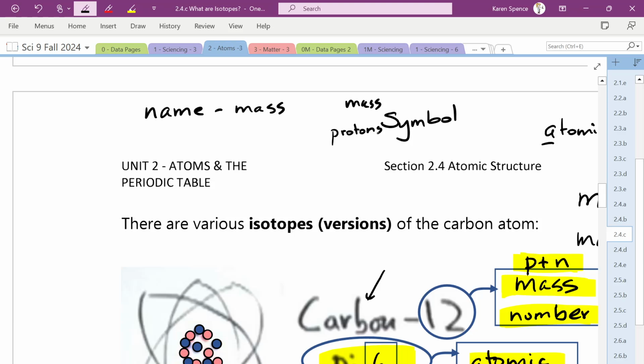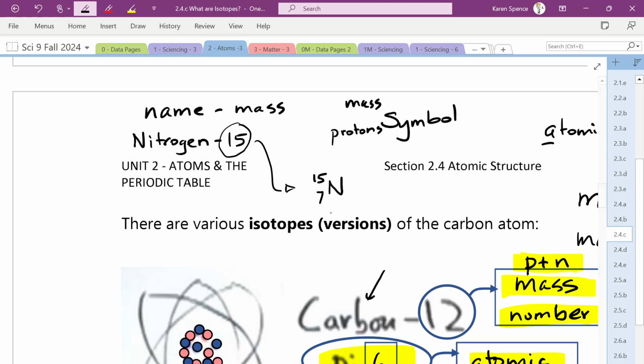So for example, you could have nitrogen dash 15. Okay? And if we did the symbol for that, that would be N. Remember, this is the mass. Where does the mass go on the symbol? Top left. So the 15 goes here, and then nitrogen's atomic number is 7, so we put a 7 for the number of protons.